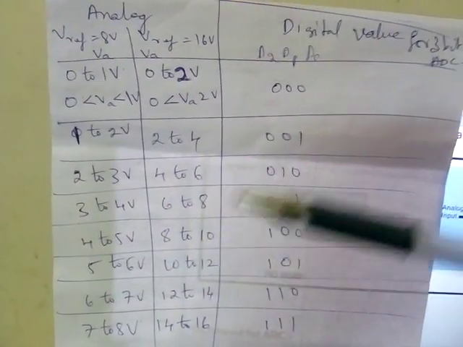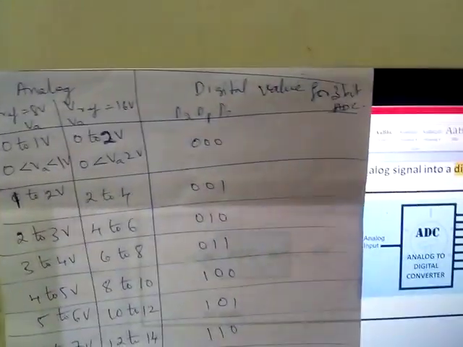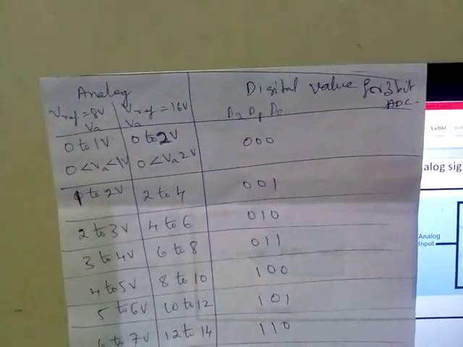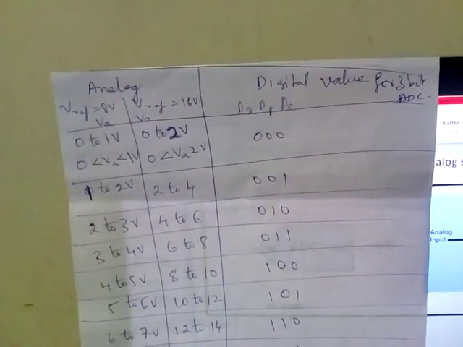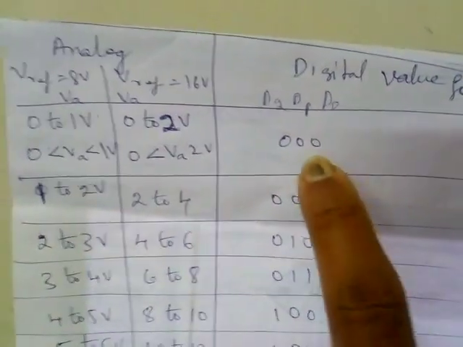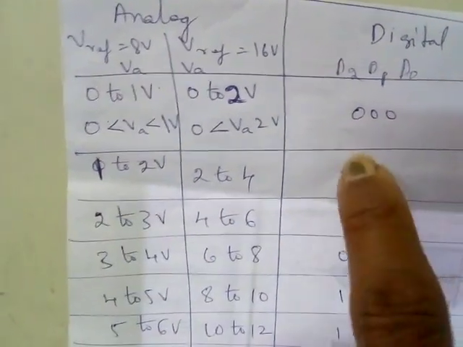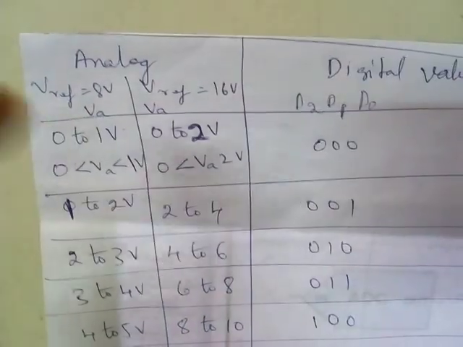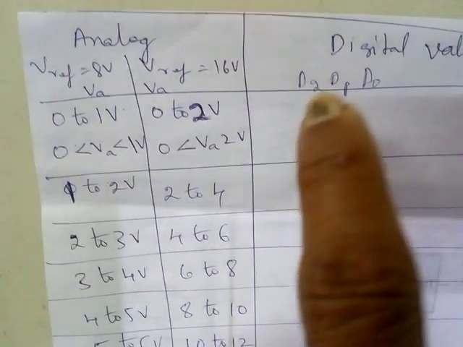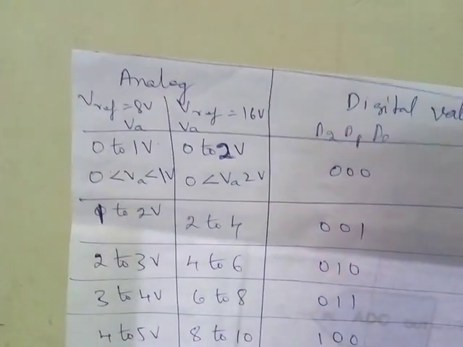There will be an error. This is called quantization error. From 0 to 1 volt, the output will be the same. The ADC cannot identify any variation within a quanta. From 0 volt up to 0.99 volt, the output will be 000 only. From 1 to 2 volt, it will be 001 only. So for each quanta you define a code in sequence, in ascending or descending order. This is called quantization. Okay, fine.